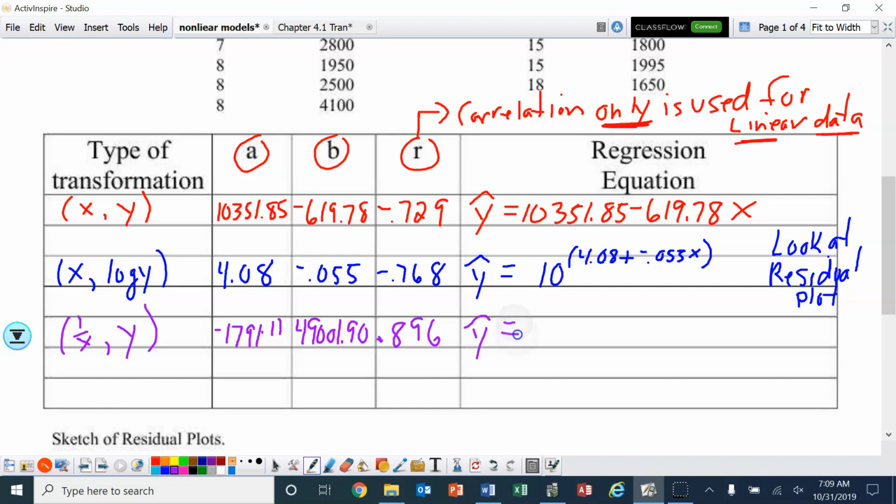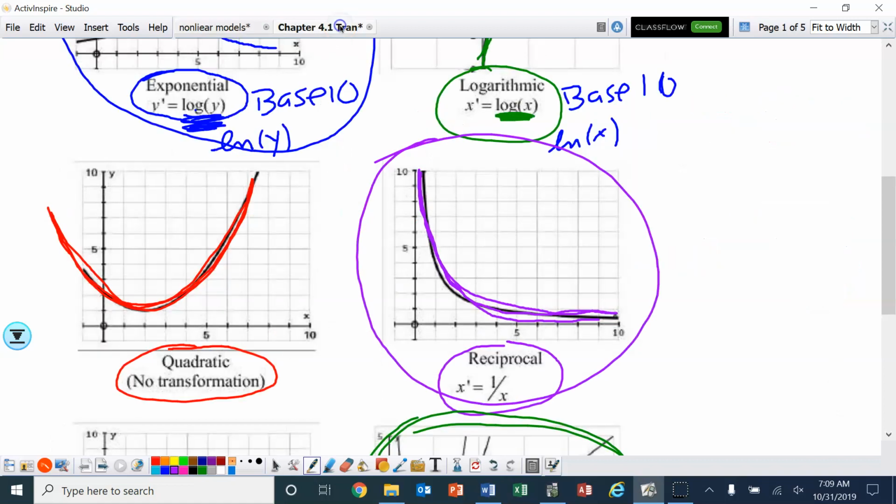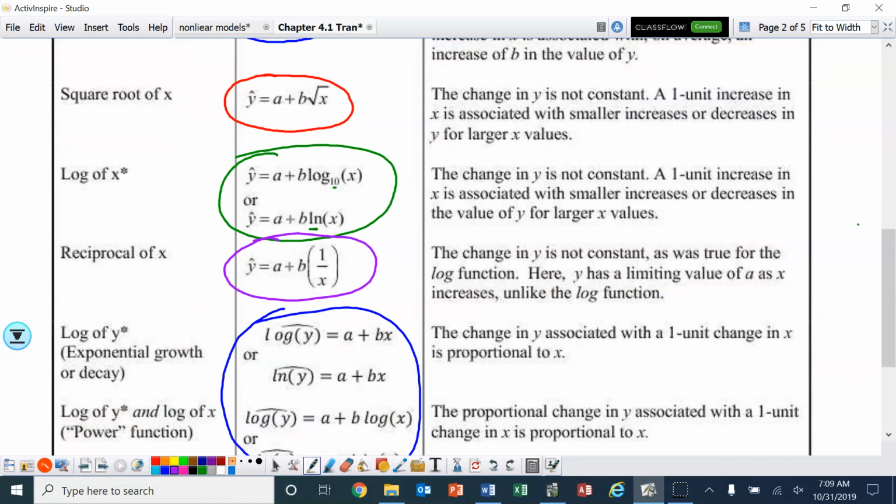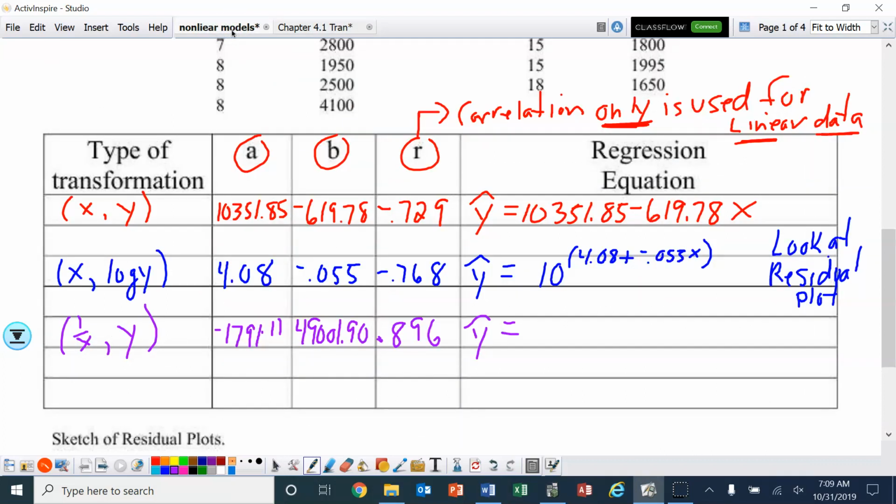All right, so we're going to write our equation now. So y hat equals. All right, so let's go back here a second and take a look. So it's this one right here. So we're going to write that as negative 1791.11 plus, I'm going to write it as 49,001.90 over x. Okay, we can just replace the 1 with that. And you don't need parentheses, but it makes it a little bit nicer.